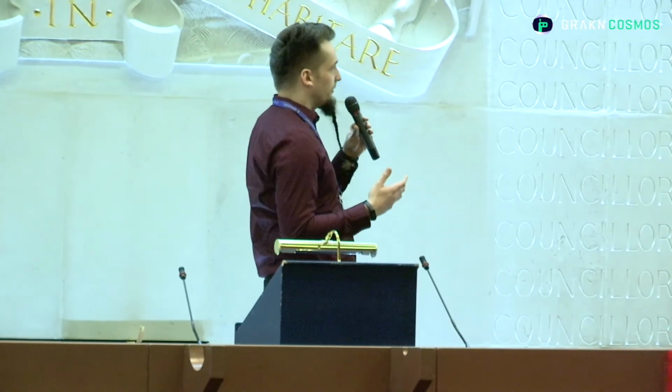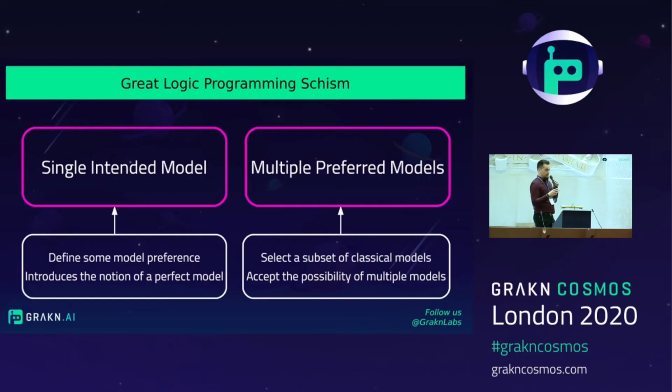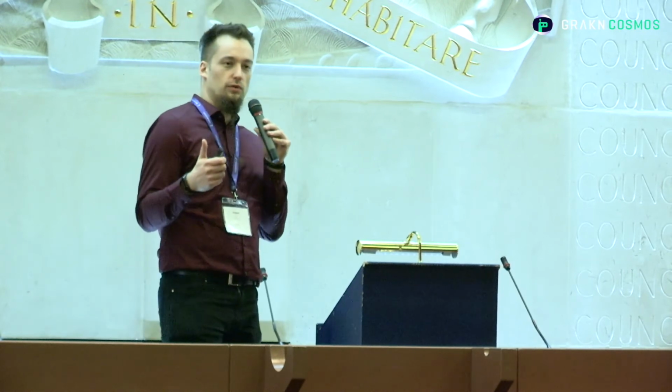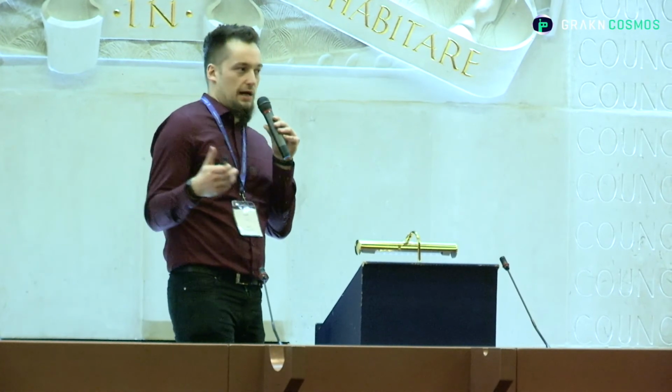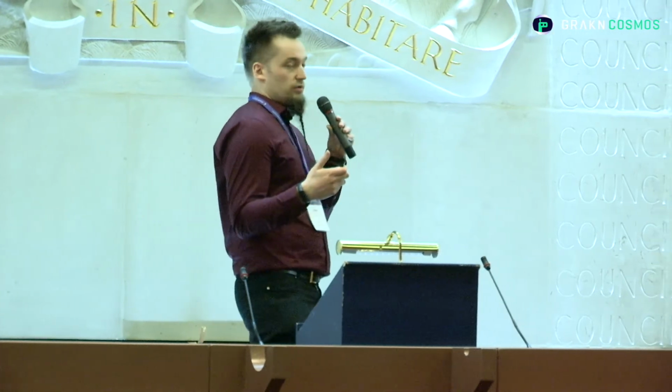You can think of this procedure as what happens if we follow the single intended model route. This is the approach we took at Graql. I'm not going to talk about the multiple preferred models; instead, we're going to focus on this strategy. So what do we need to do now? One, we still haven't defined the meaning of our negation, or how to interpret it. And two, we now need some model preference strategy.